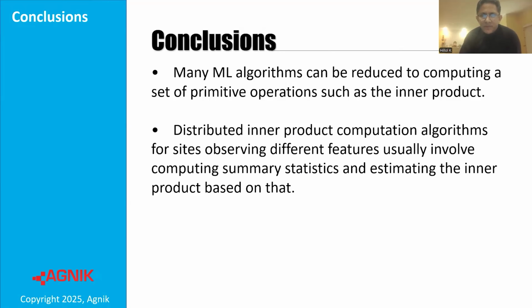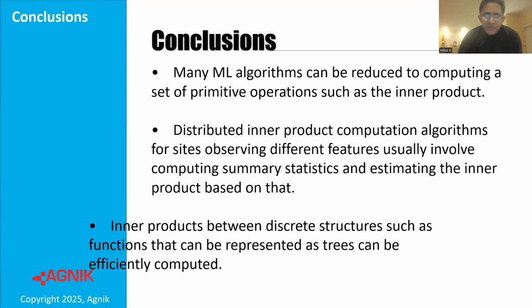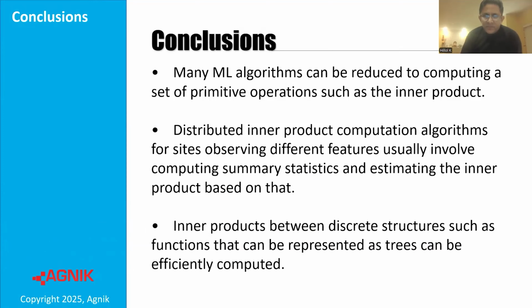The second item is that distributed inner product computation algorithms for sites observing different features usually involve computing summary statistics and estimating the inner product based on that. And the final item that we covered is that the inner products between discrete structures, such as functions that can be represented as trees, like decision trees, can also be efficiently computed.